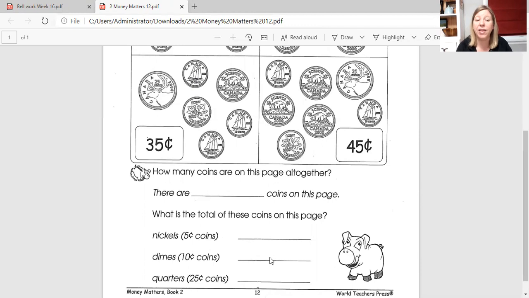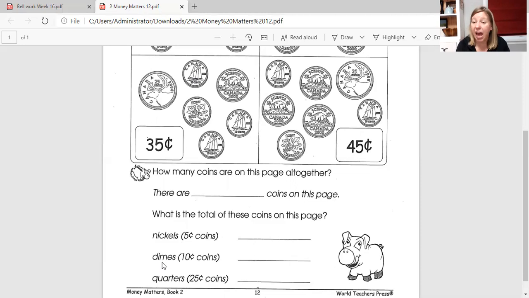Look for all the nickels. Those are all the 5-cent coins. In the brackets here, it gives you a tip. 5-cent coins. Count up all of the 5-cent coins. And it says, what is the total of these coins? So when you find maybe there's 3 nickels, then you need to count 3 5s. 5, 10, 15. But there's not. There's more than 5. There's more than 3.